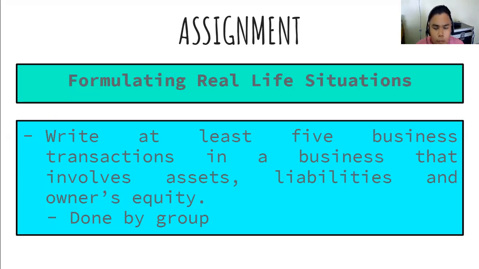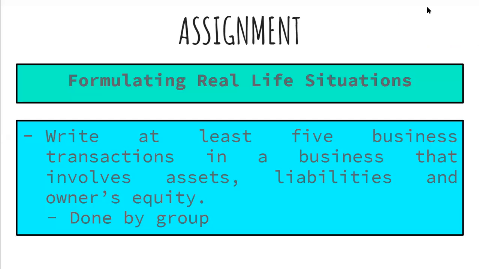Write at least 5 business transactions in a business that involve assets, liabilities, and owner's equity. Okay, thank you so much. And to add on, it will be done by groups. You have the grouping, so let's use those groupings for this assignment. Do you have any questions, guys, before we end this session?